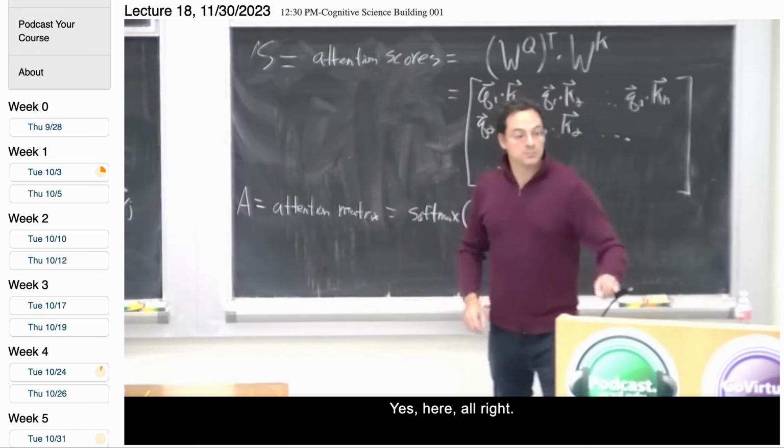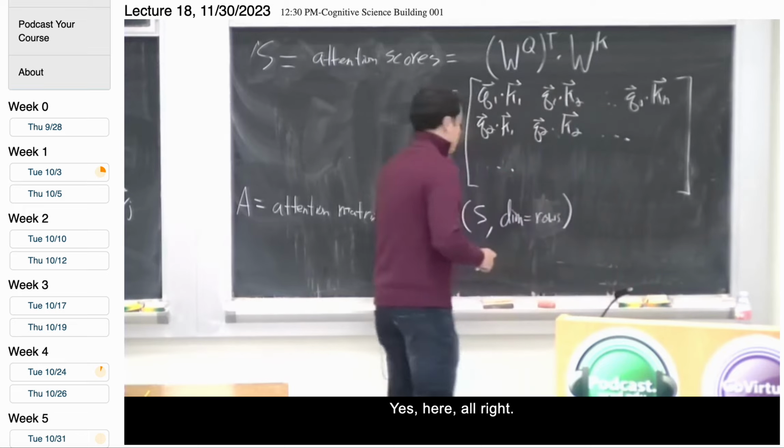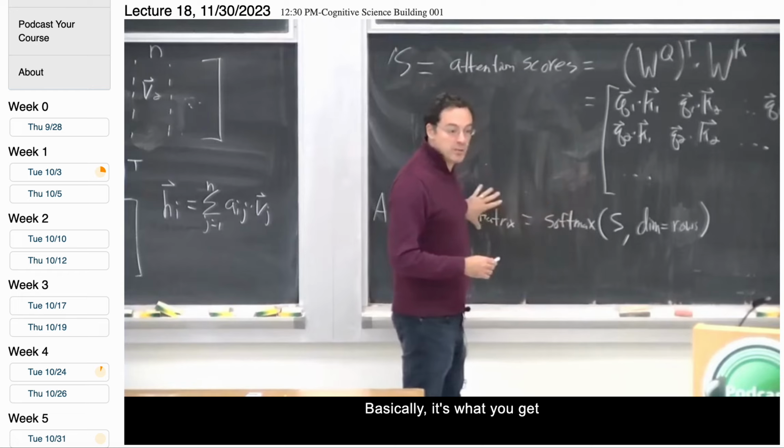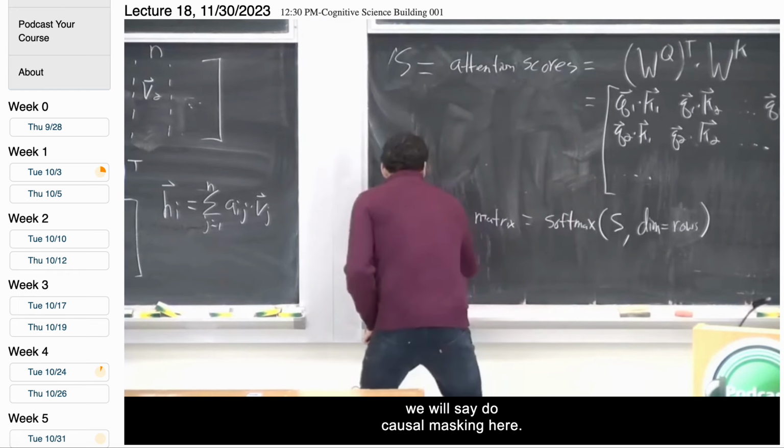So you can do it here or here. It's basically the same thing. People actually do it at this stage. Basically, it's when you get your attention distribution and you mask it. So we will say do causal masking here.